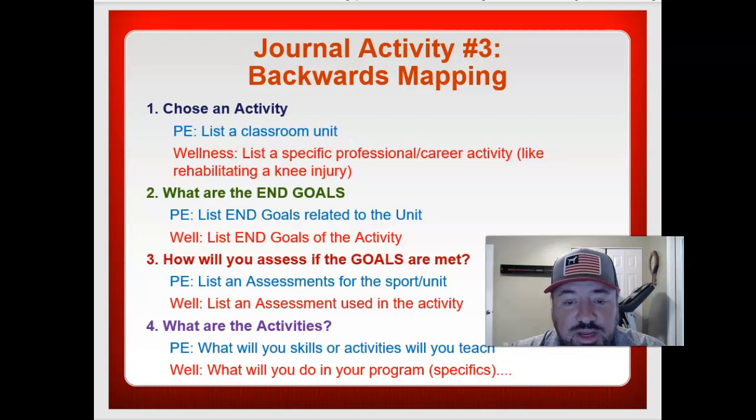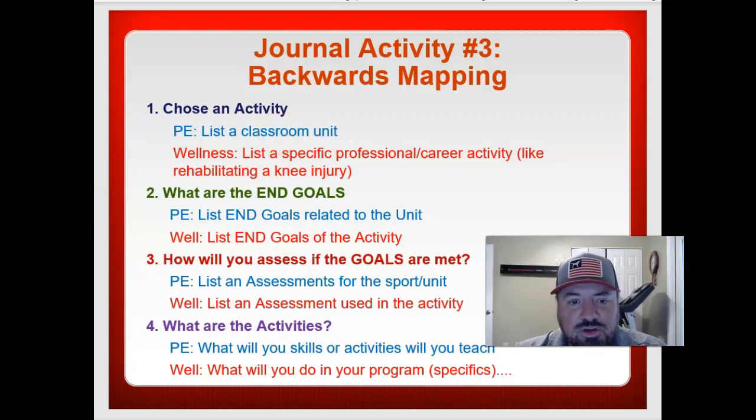You can think of yourself as a PE teacher, if you're a PE major. If you're a wellness major, you can think of yourself as teaching a college or graduate class related to your career, so that way you're still building classroom units. Or you could just list a specific professional career or activity, as long as you're able to do something like this, like rehabilitating an injury, where you can fill in all 4 of those answers.